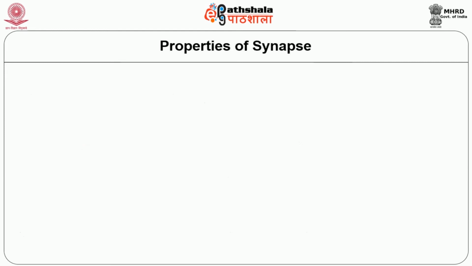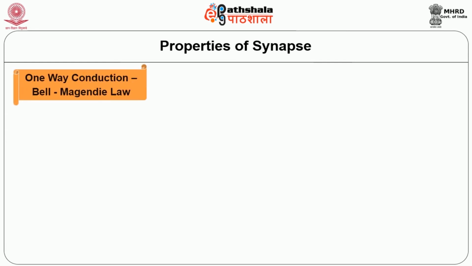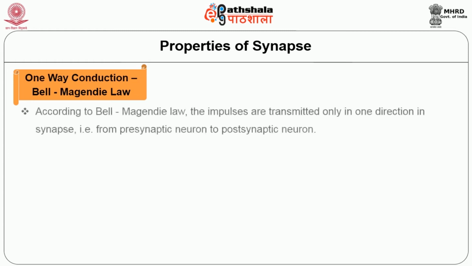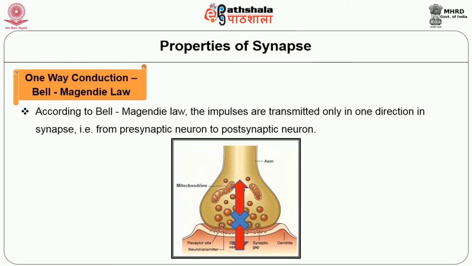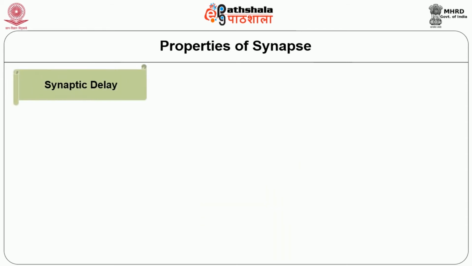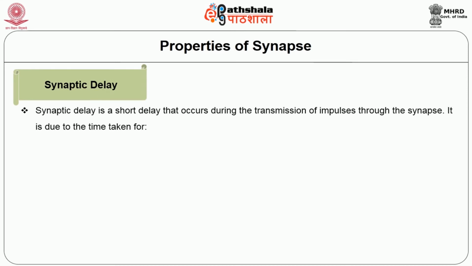Coming to the properties of synapse. One-way conduction or Bell-Magendy's law. According to Bell-Magendy's law, the impulses are transmitted only in one direction in synapse, that is, from presynaptic neuron to postsynaptic neuron. Synaptic delay. It is the short delay that occurs during the transmission of impulses through the synapse.